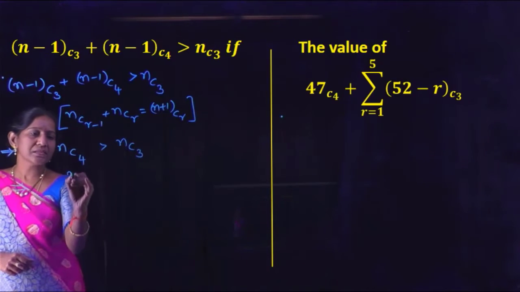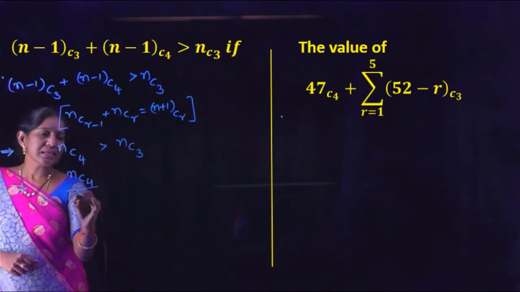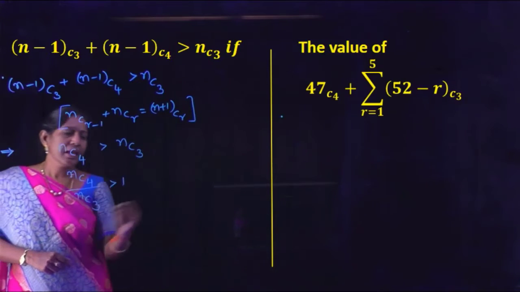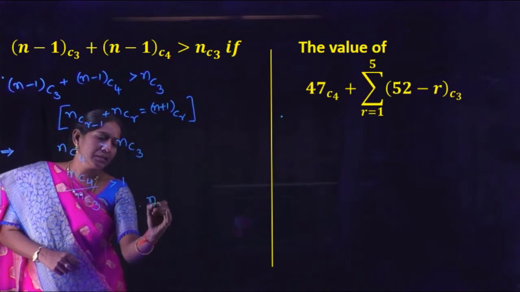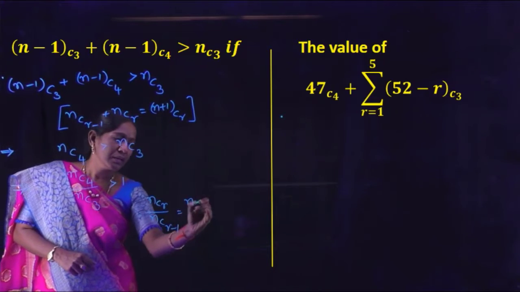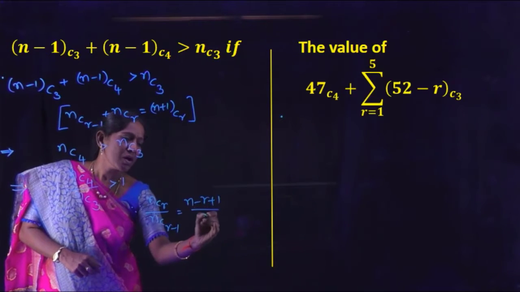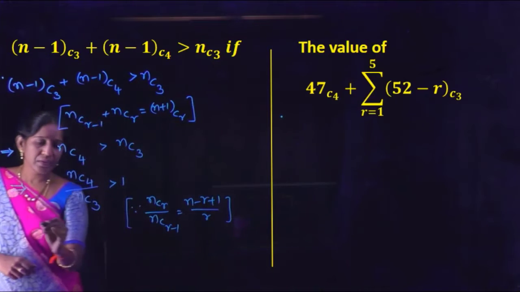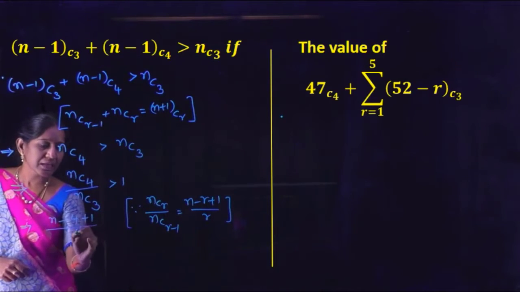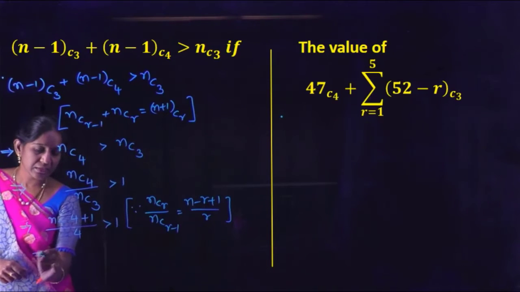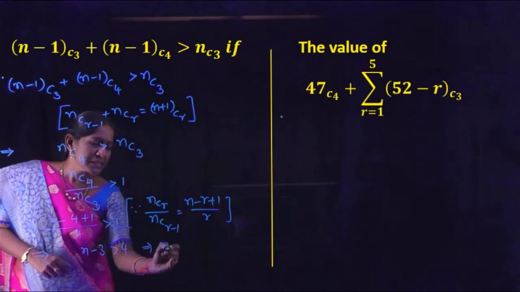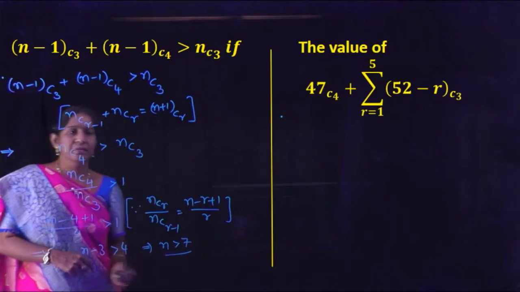This implies we can write nC4 by nC3 is greater than 1. Again we can apply the formula, that is nCr by nC(r minus 1) is (n minus r plus 1) by r. So this implies (n minus 4 plus 1) by 4 is greater than 1, that is n minus 3 is greater than 4, which means n is greater than 7.